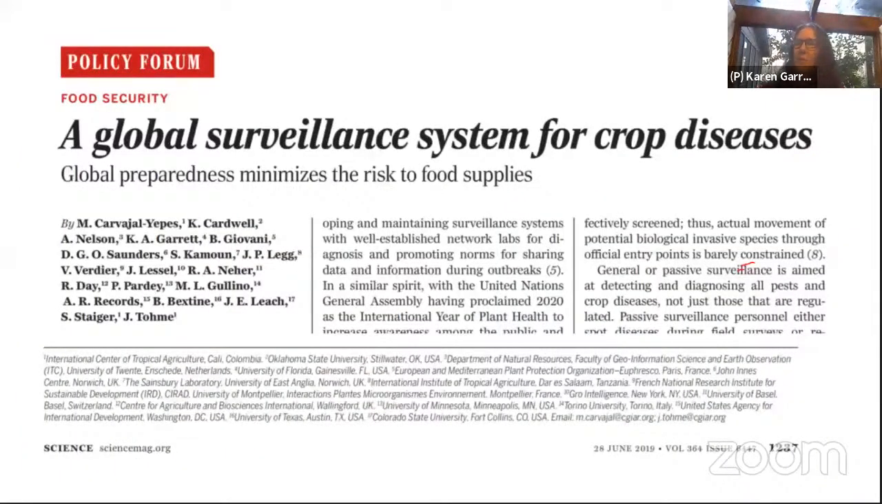Yeah, here's one proposal for how to integrate across global communities to have global cooperation for a surveillance system for crop diseases to understand where they're becoming more important, where they've been introduced, and to integrate models of where they will become more important. Next slide, please.